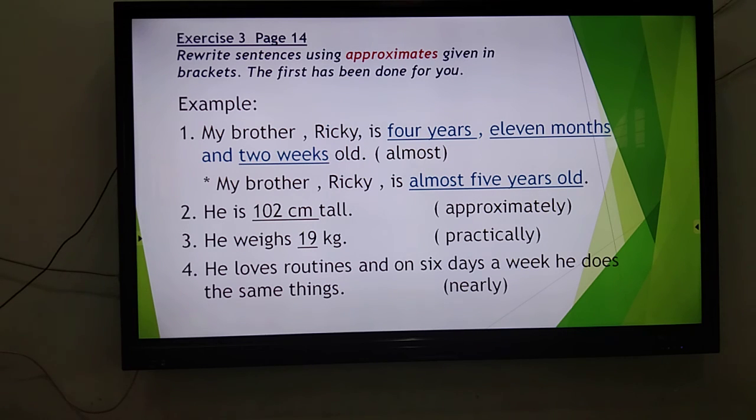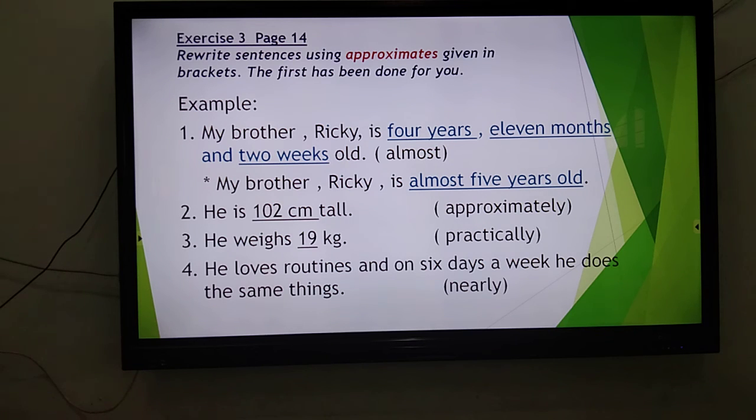Number 2, he is 102 centimeters tall. So we have to use approximately. Yes? So please remember 102, how can we write it? Don't write 90, don't write 110 because the difference will become too much. Number 3, he weighs 19 kilograms. Now it is nearer to which round off digit? We need to think of it and use the word practically.